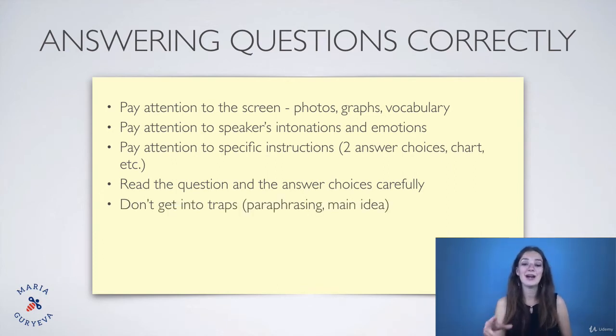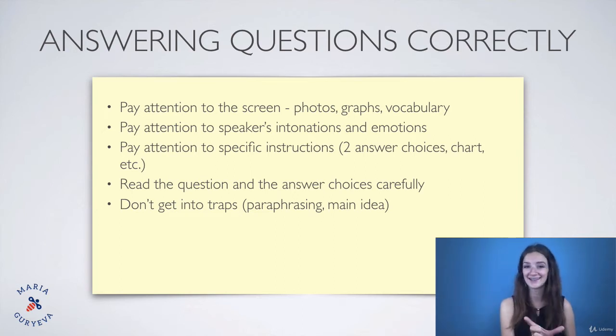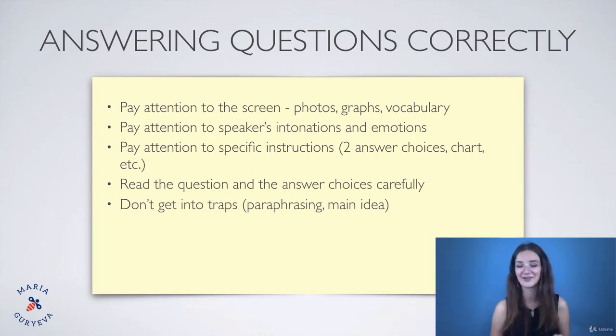Don't get into traps, paraphrasing and main idea. Okay, so the test makers are horrible people. They want to make your life harder. First of all, they want to paraphrase the right answer and then do no paraphrasing in the wrong answers. So you know about that trap, and you're not going to let them succeed in their little bad thing. You're going to choose the right answer.